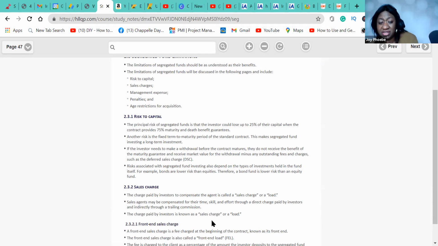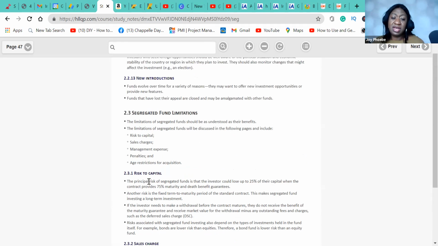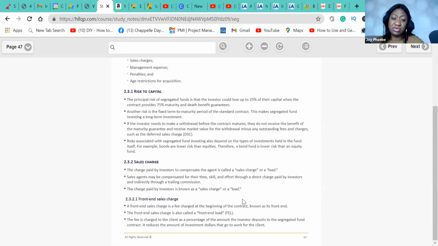So the risk of 2,500 to your capital is there, despite the guarantee, right? Even the ones that provide 100% guarantee come at a fee, a charge. And there's also a sales charge. The charge paid by investors to compensate the advisor is called a sales charge. So you have different loads and charges that are attributed to segregated funds.